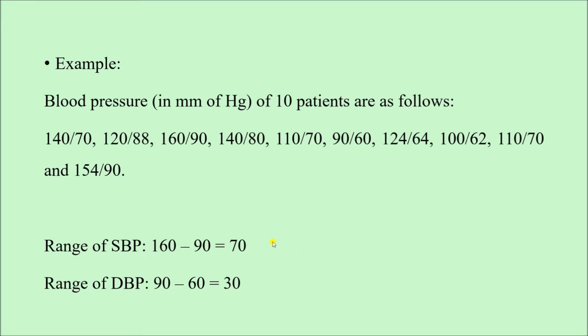This should be millimeter of mercury. I have forgotten to mention the unit here. So the range of systolic blood pressure is 70 millimeter of mercury. What about diastolic blood pressure? The highest one is 90, this one, and the lowest one is 60 here. So 90 minus 60 is 30 millimeter of mercury. So that is my answer for the range of systolic and diastolic blood pressure in this given example.